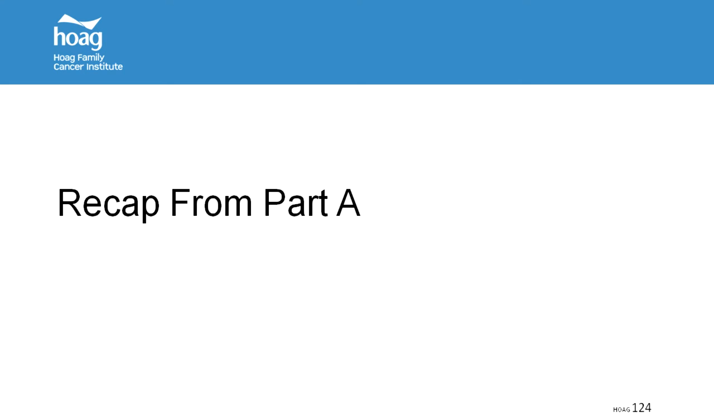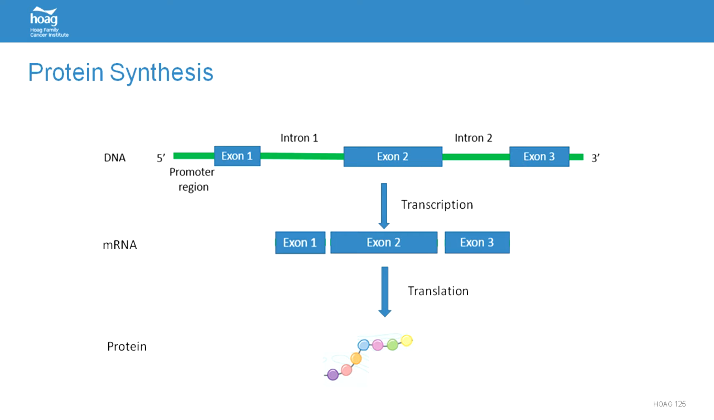Just a recap from part A, Dr. Damore talked about protein synthesis. I'm just going to go over it quickly. We have our DNA, we have coding exons and then intervening introns. Through transcription, RNA matures and introns are spliced out, so the splicing is important when we do variant assessment, because where the splicing happens and if there's a mutation in that area can change the protein, and also the translation to protein.